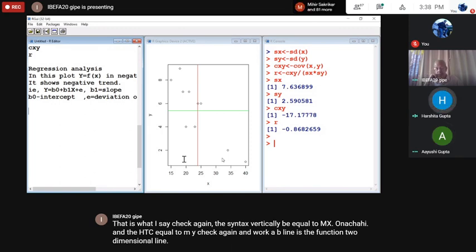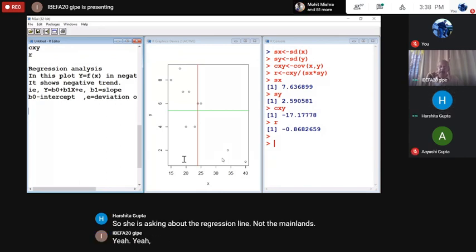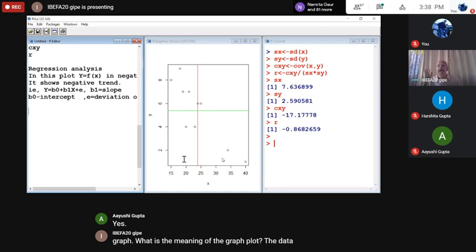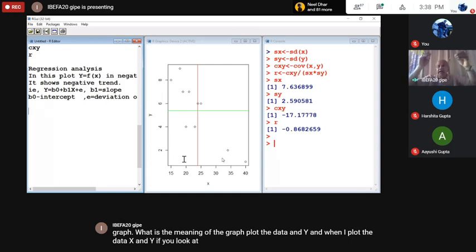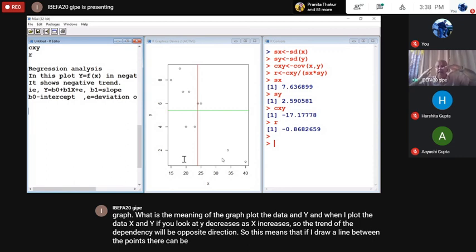Okay. So she is asking about the regression line, not the mean lines. Yeah. Okay. Regression line. So the regression line means the complete graph. What is the meaning of the graph? Plot the data x and y. And when I plot the data x and y, if you look at it, Y decreases as X increases. So the trend of the dependency will be in the opposite direction. So this means that if I draw a line between the points, there can be points above, there can be points below.